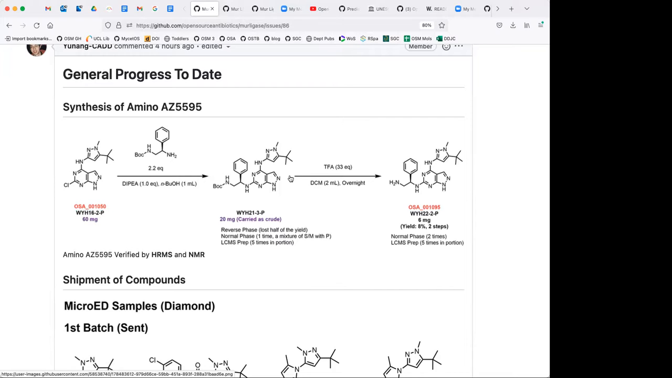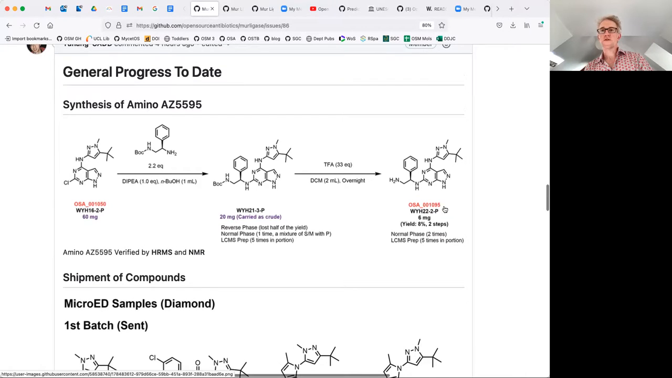Because of the drastic change in the polarity of the compound, I've eventually been able to separate this product from the impurity starting material, the chloride on the left-hand side. So that 6 milligrams can be improved. The yield can be improved drastically in the future, because this is my first time doing this reaction, and there are so many ways to improve during this testing period. So it should be improved later, and then we can move on to the micro ED samples.